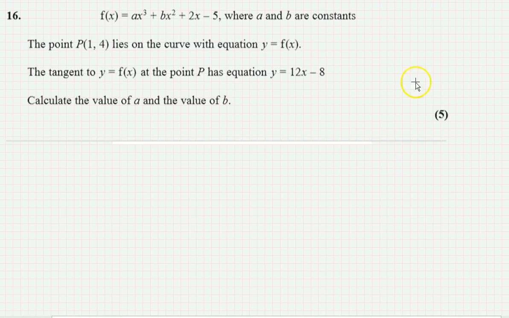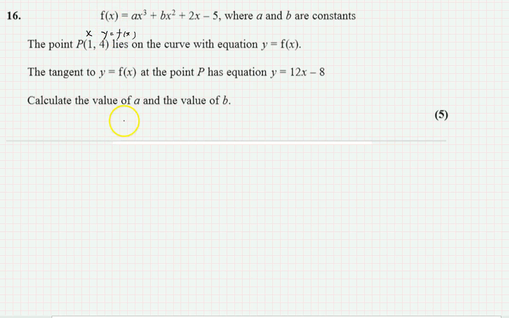The last question, which is of 5 marks, is fx is equal to ax cube plus bx square plus 2x minus 5. Here a and b are the constants. The point P lies on the curve where the equation y is equal to fx. If P lies on the curve, the P is going to satisfy. So fx is 4, this is y value, and this is x value, and y is also function of x.